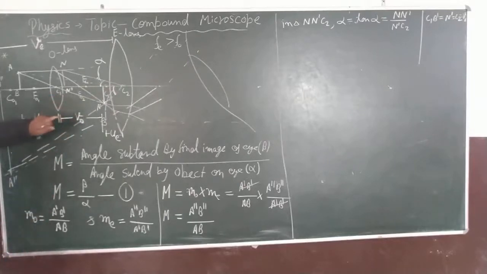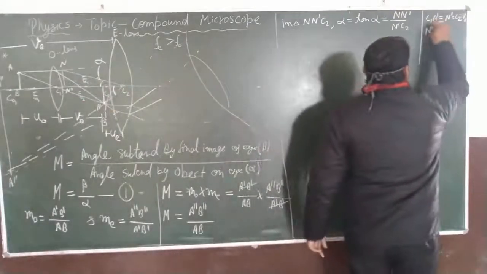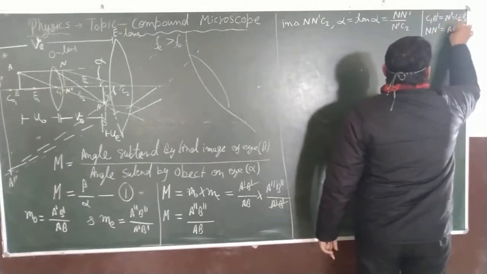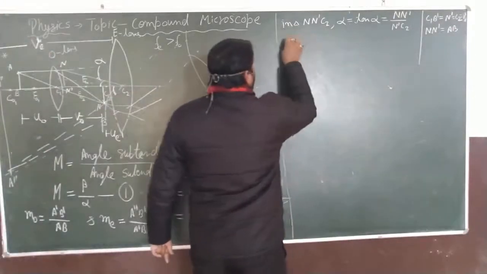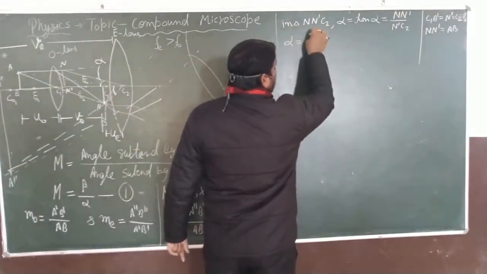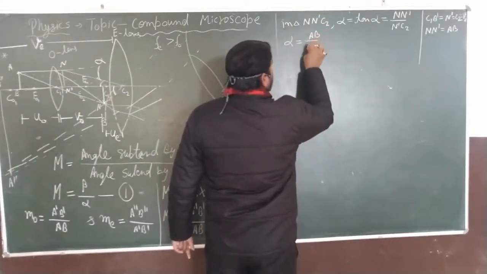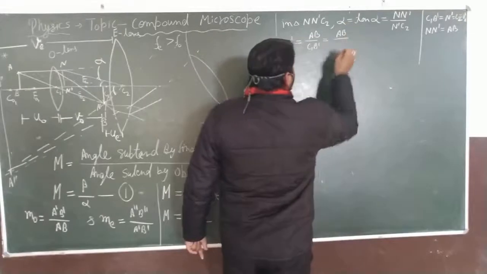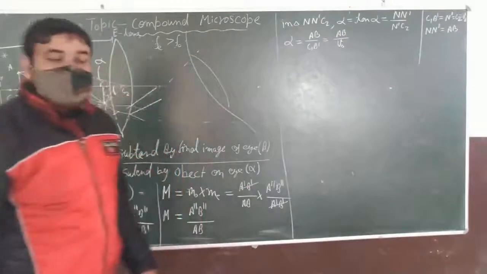And N dash is equal to AB as per geometry, the opposite side of a rectangle. Okay, now alpha we get from here: AB upon C1 B dash is equal to AB upon u0.